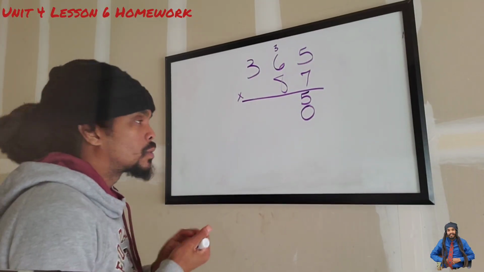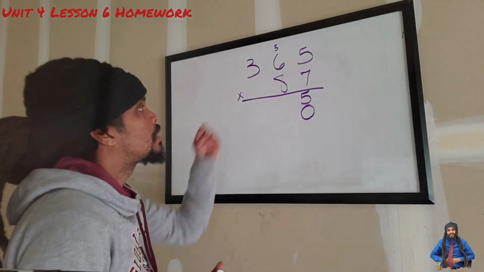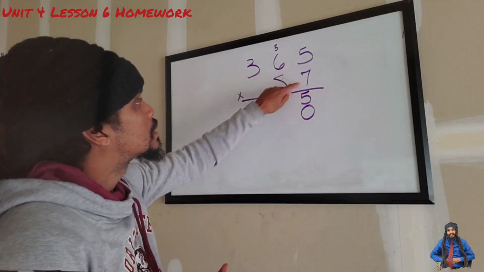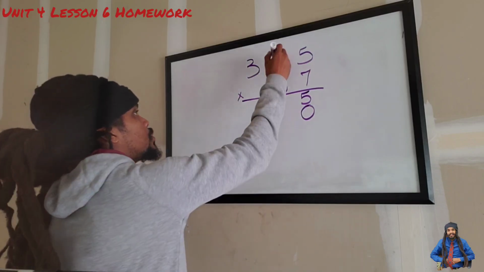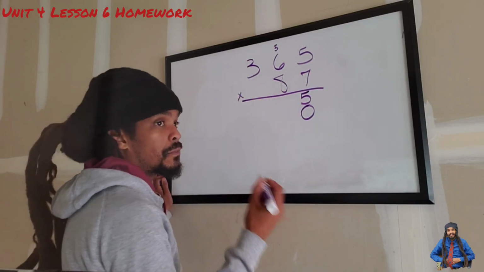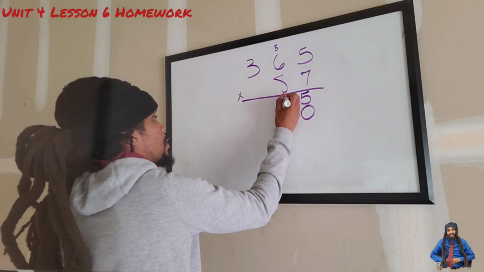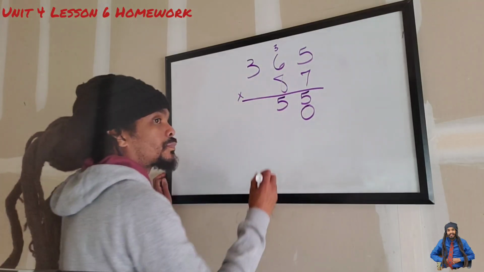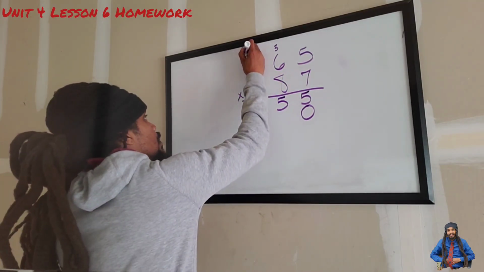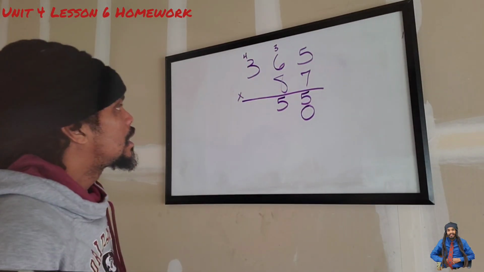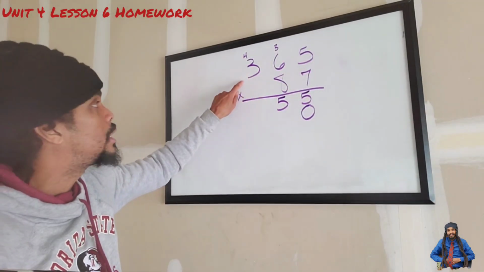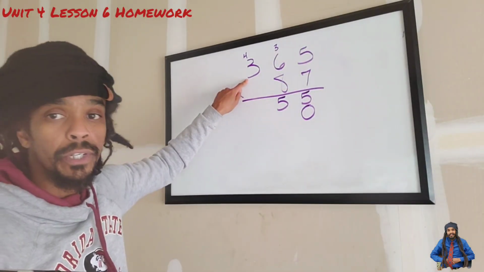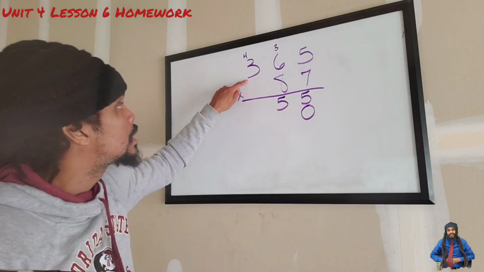All right? So we got 7 times 5 is 35. We raised our 3. Now, 7 times 6 is 42. But you got to add your 3, which makes it 45. Drop our 5. Raise our 4. All right? And now we got 7 times 3. 7 times 3, you should know, is 21.